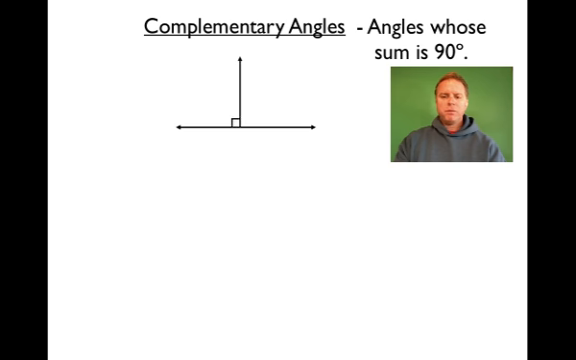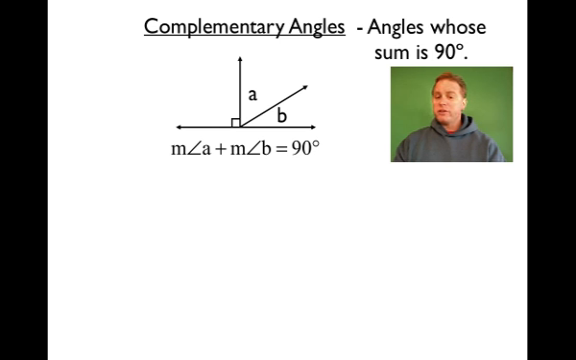So, in this case, the measure of angle A, that's what the M stands for, it means measure, plus the measure of angle B add up to 90 degrees. Therefore, they are complementary.